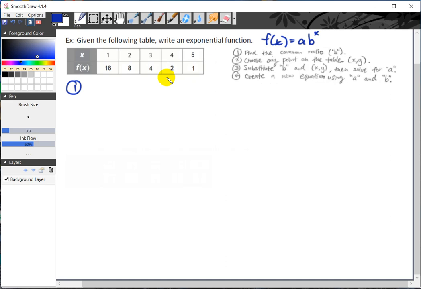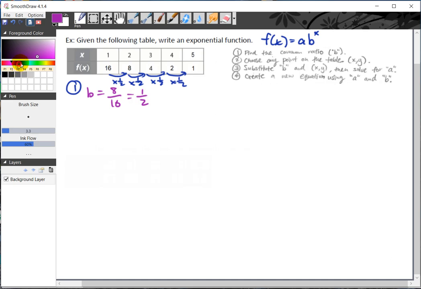If I look for a common pattern between the y values, it looks like we're going to divide each of the numbers by 2. Or in other words, we would be multiplying each of these consecutive numbers by a half. Right? So that's b. That's one way you can do that. Or, if you realize there's that pattern, just take this number divided by this number. So 8 divided by 16 is going to be a half.